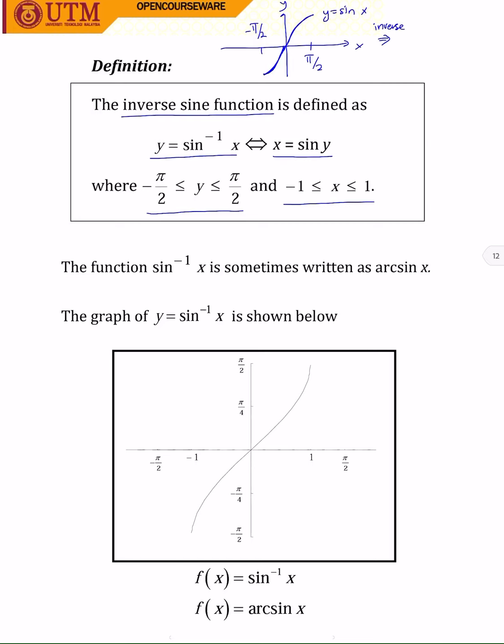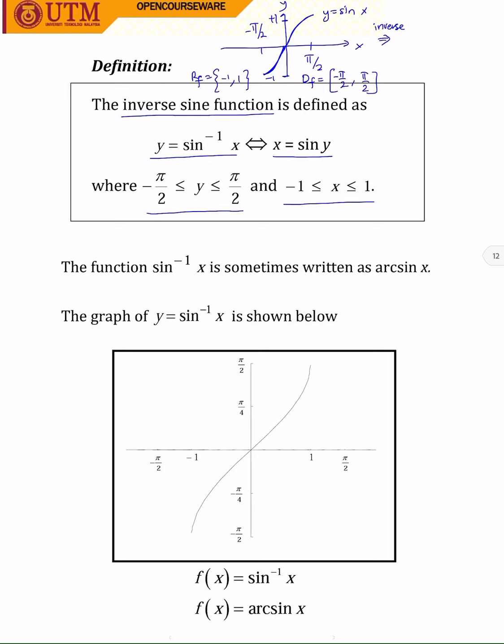Okay, we convert it to inverse because we already restrict the sine x. Okay, we restrict and it becomes, so this one here, the domain becomes minus pi over 2 to pi over 2 only, right? And the range for this one, we know that it is 1 until minus 1. Okay, so we know that it's from minus 1 to 1.